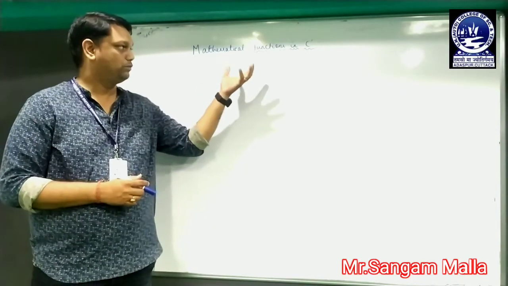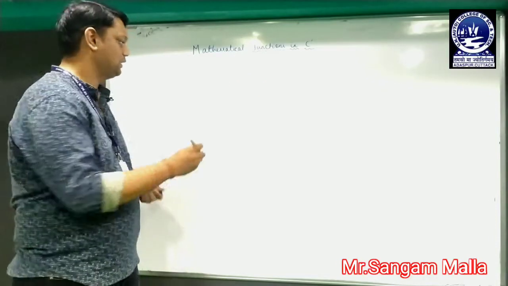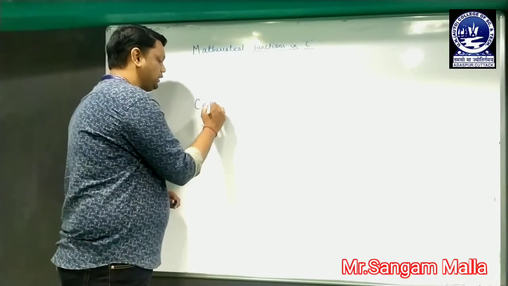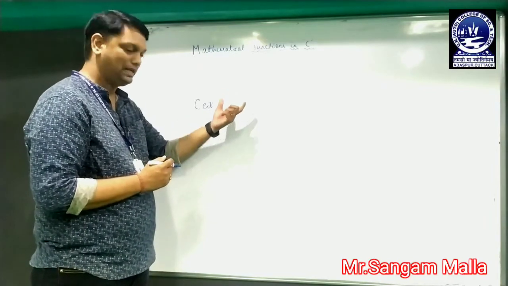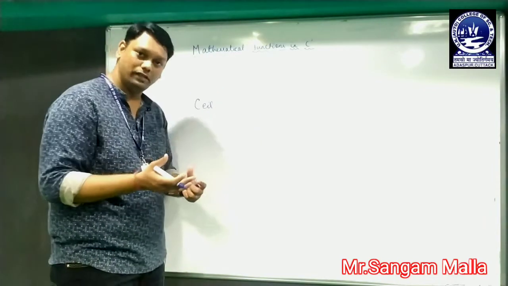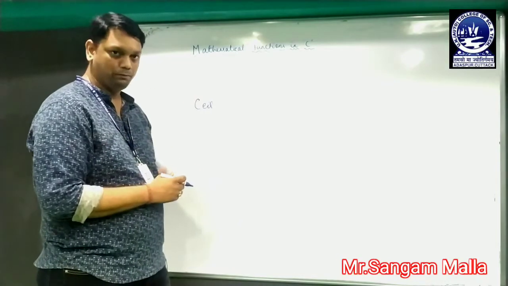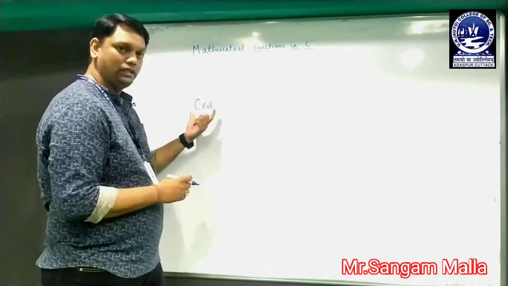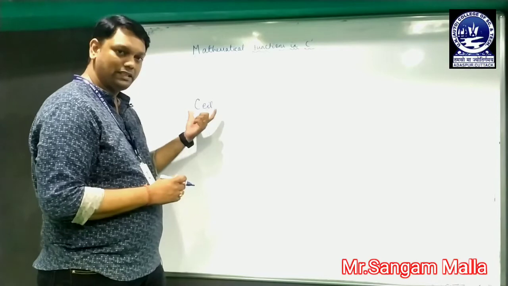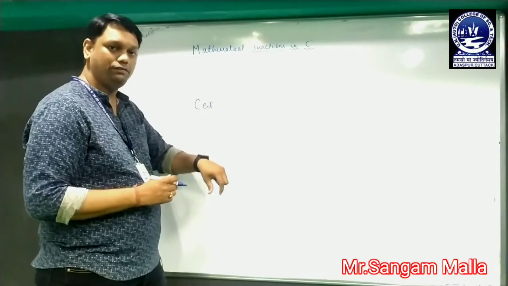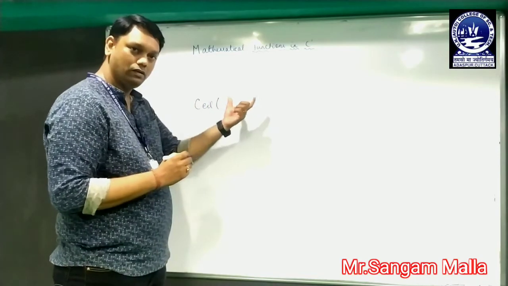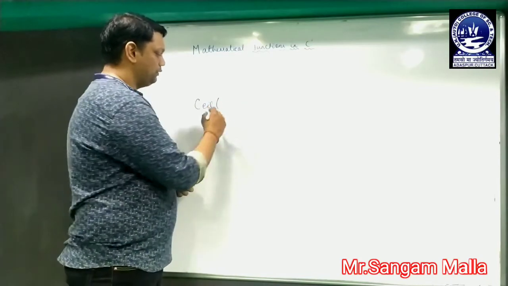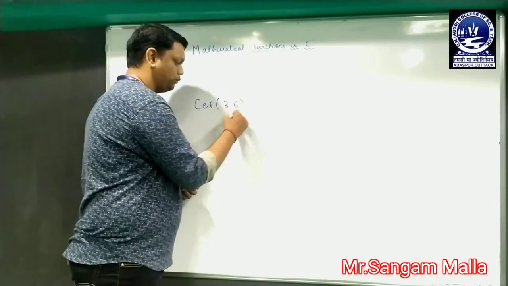So the first function that we will be using is ceiling, that stands for CEIL. CEIL is a special function of the C programming language which is used to round off a number to its higher number. That means CEIL stands for ceiling, and it is a predefined function. Whenever we give a number, let's say we have to give 3.6.